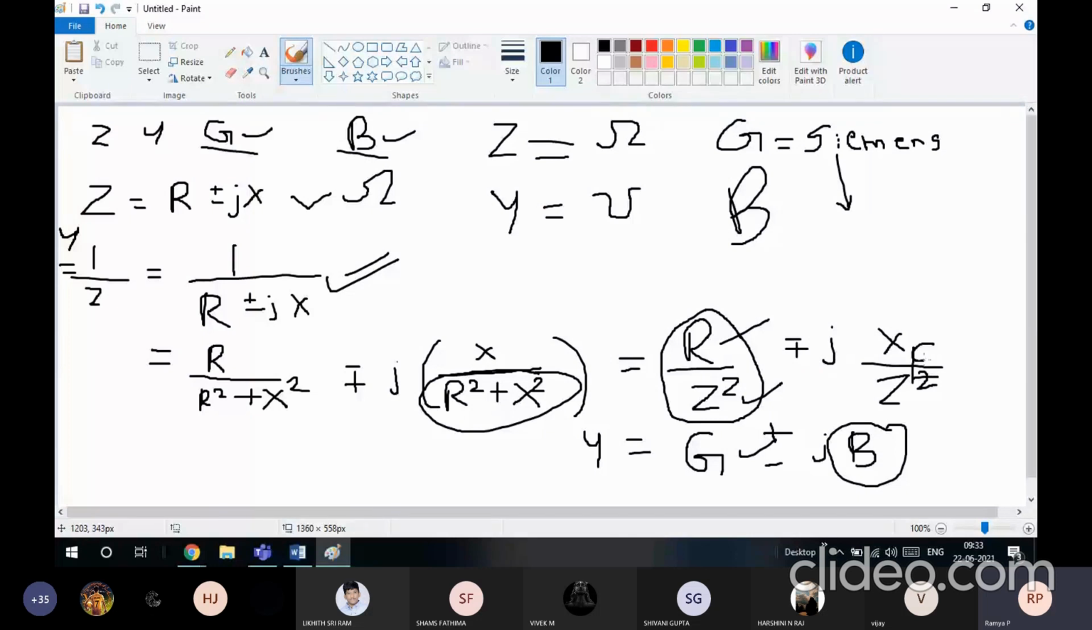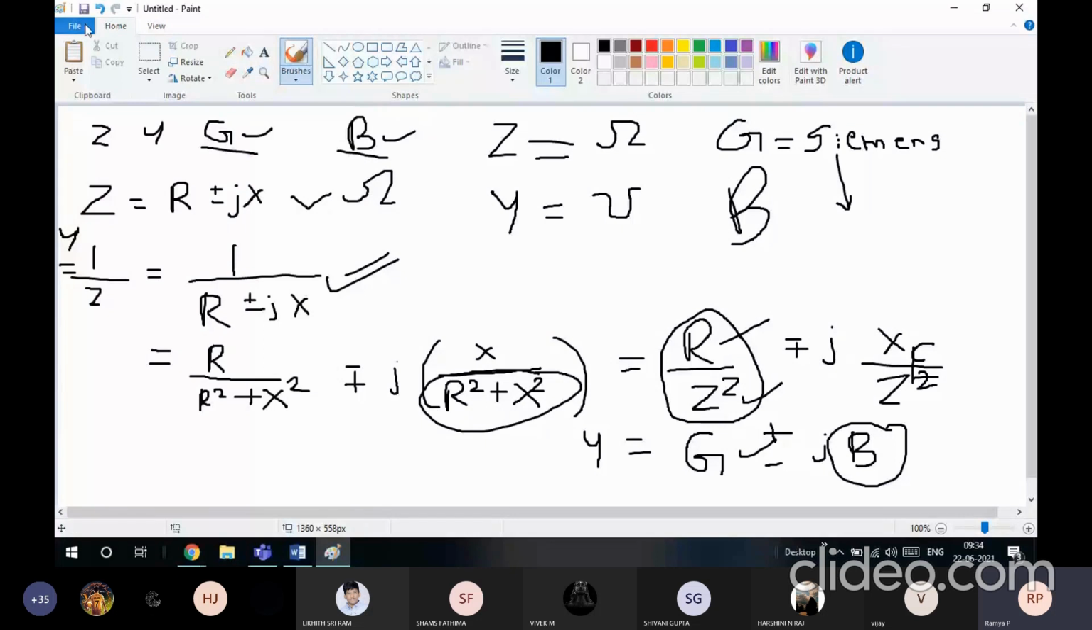Admittance, conductance, and susceptance: all these three you have learnt. Now I have given the impedance triangle. In the previous class I taught you about the impedance triangle. Please remember Z, Y, G, and B now. Before going to the next triangle, I will just brief the impedance triangle.